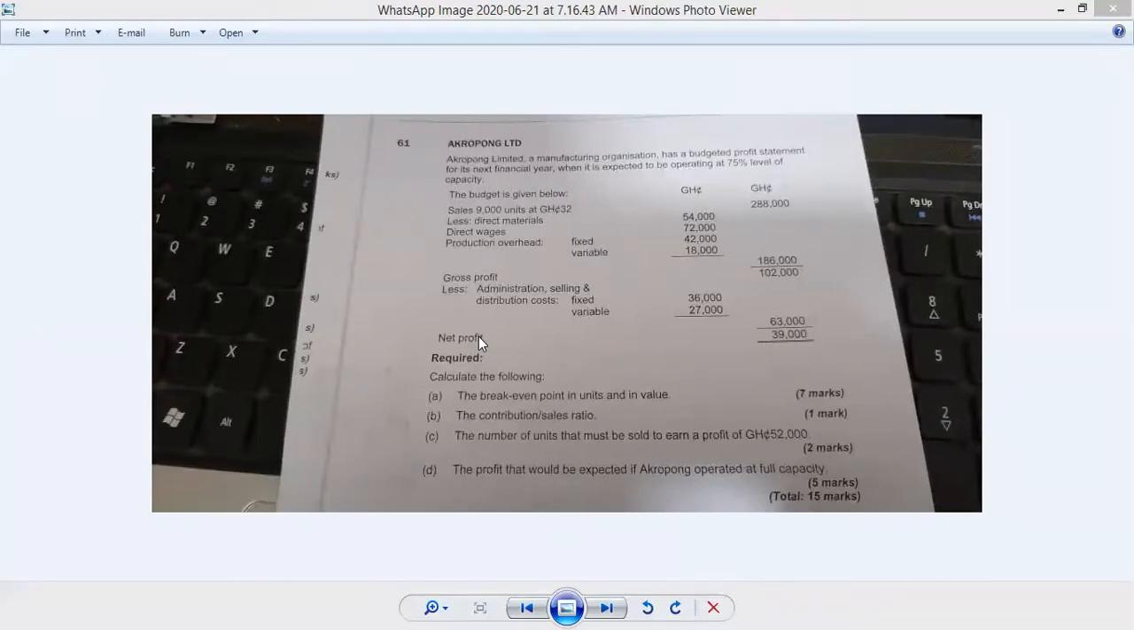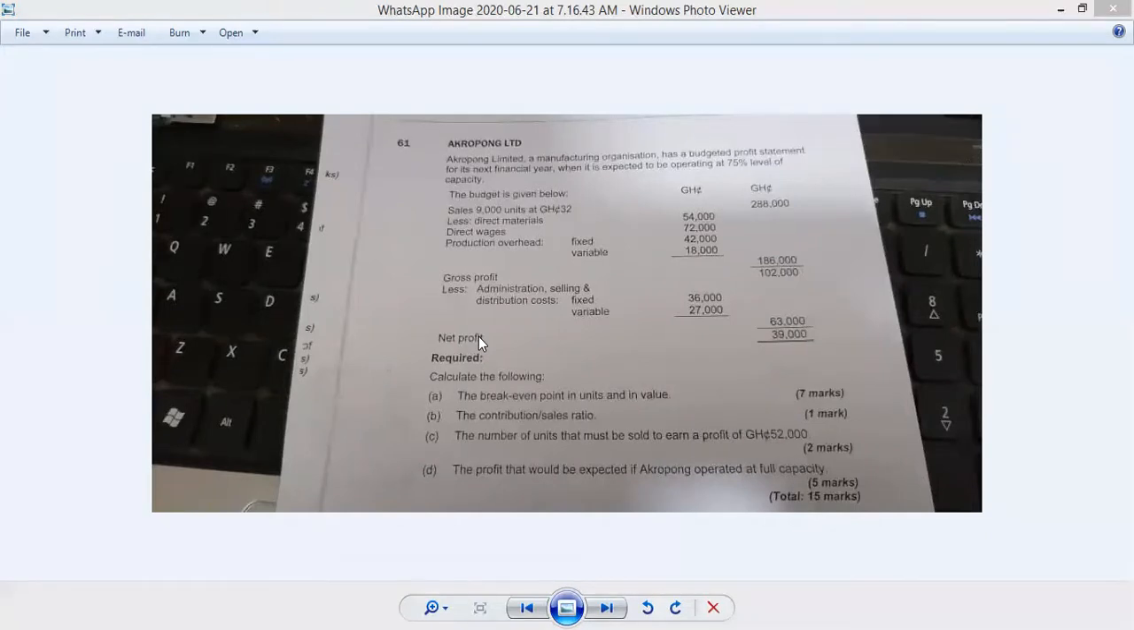Now what's the wages per unit? The wages is 2, right? No, 72,000 divided by 9,000. It should be even more than 6. It's 8, right? So 8 cedis. Now let's move on.